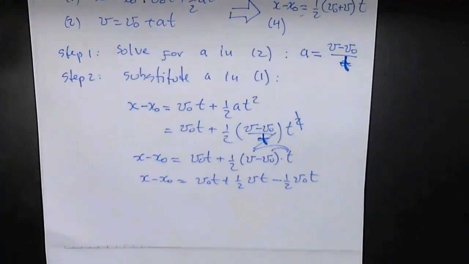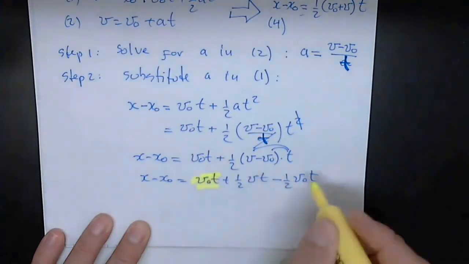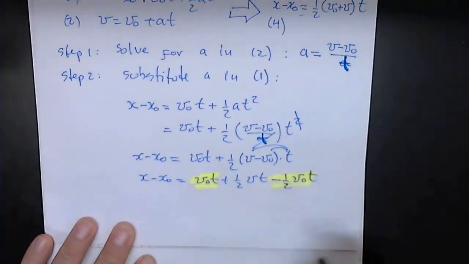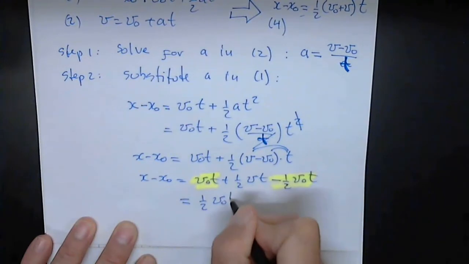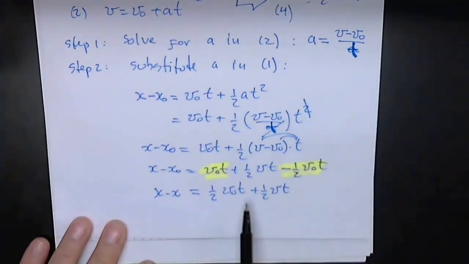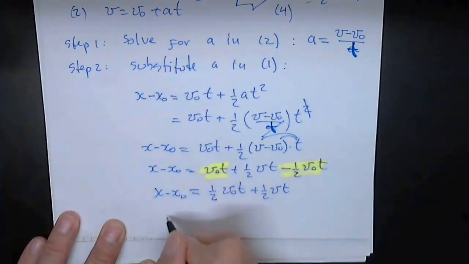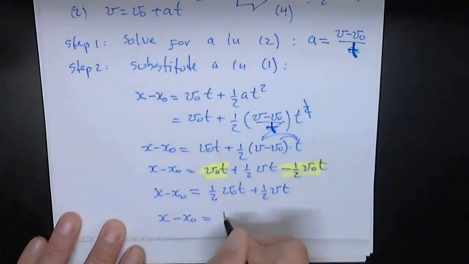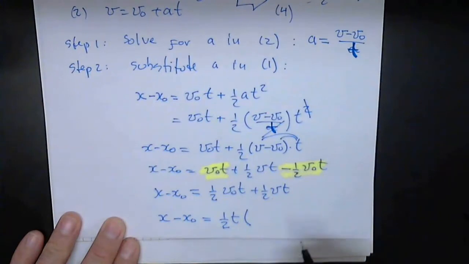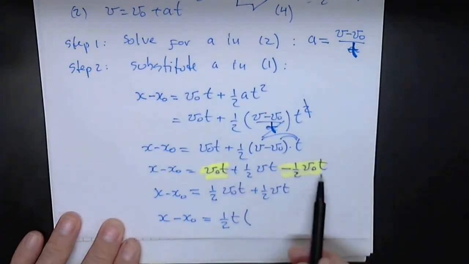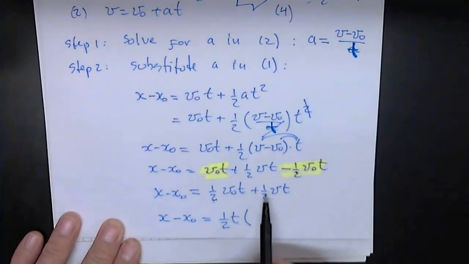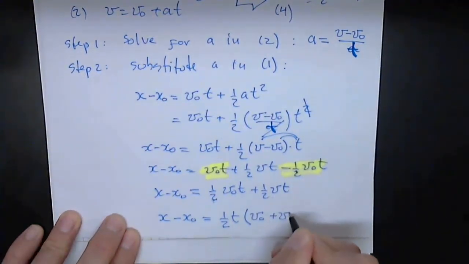And these two are common factors. So 1 minus 1/2 is positive 1/2. And now I take the half and the t as a common factor. The half and the t, these are like terms. 1 minus 1/2 is 1/2. And these are common factors, 1/2 t, 1/2 t. So I'm left with v naught plus v.